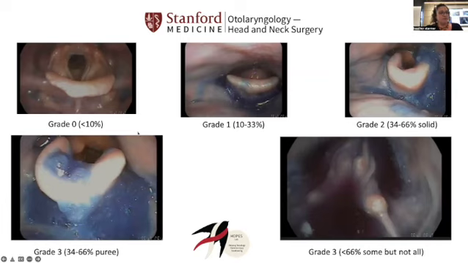And so here are just some examples of different grades of what we might see on a FEES exam. So on this exam, you can certainly see there are little bits of blue in the pharyngeal recesses, but less than 10% residue certainly, so that would be a grade 0.